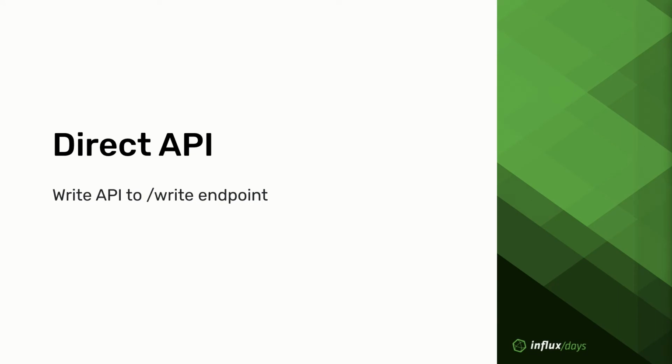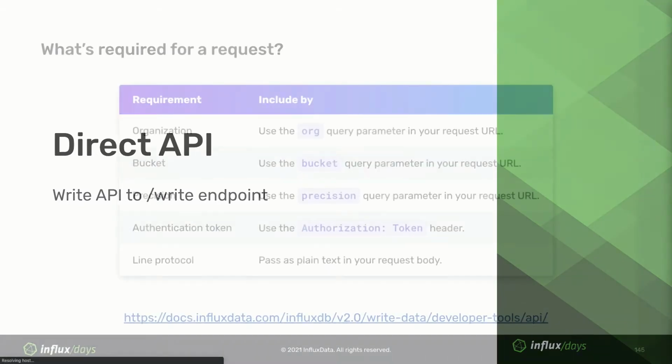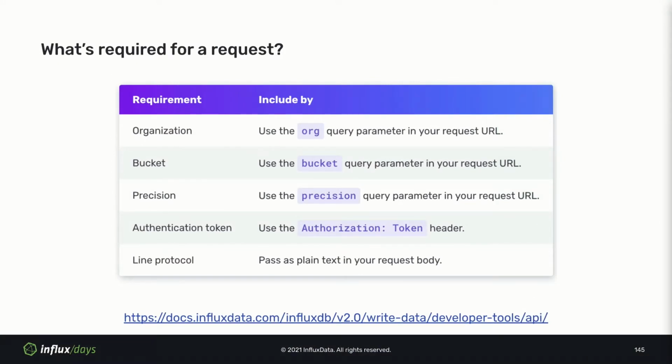But maybe you don't need to build your data writing into an application. Maybe you just want to go direct. So in that case, you can write directly to the Write endpoint of the InfluxDB API. You can write directly to the InfluxDB API's Write endpoint using an HTTP post request.